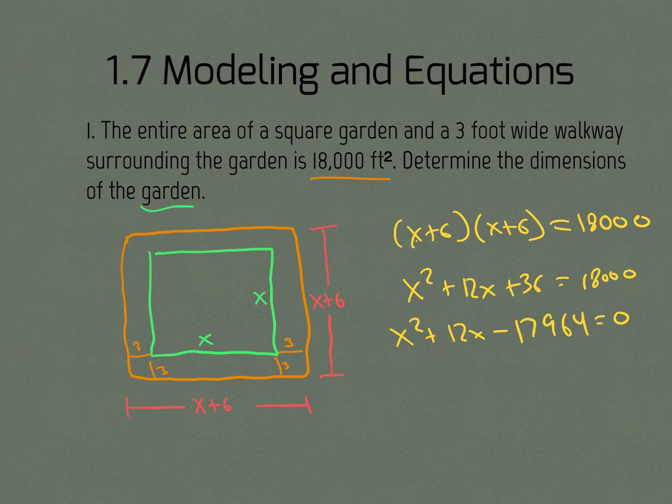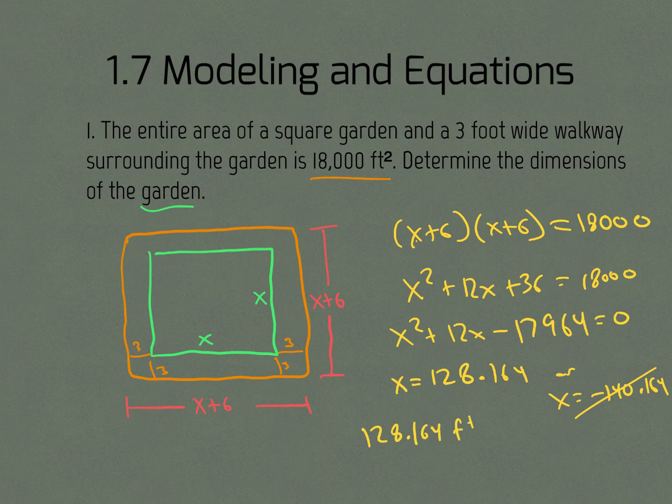But when you do solve it, you will find that x equals 128.164, or x equals negative 140.164. Well, obviously we can't have a negative length there, so the dimensions of the garden are 128.164 feet by 128.164 feet.